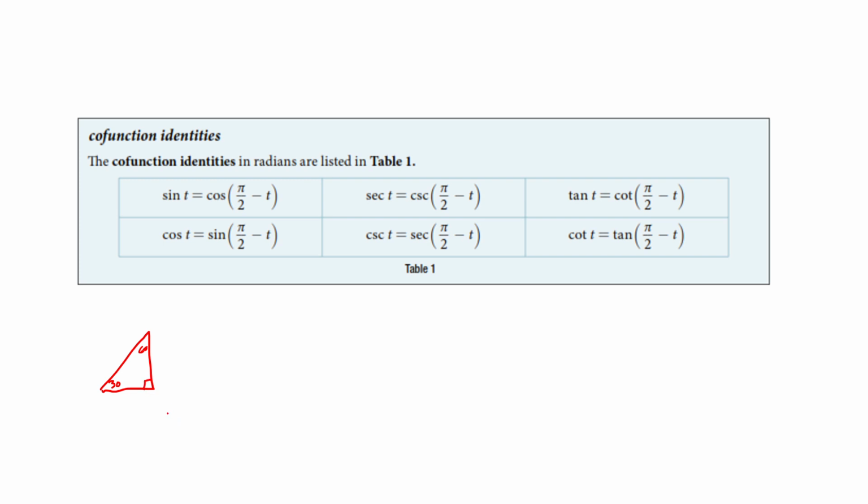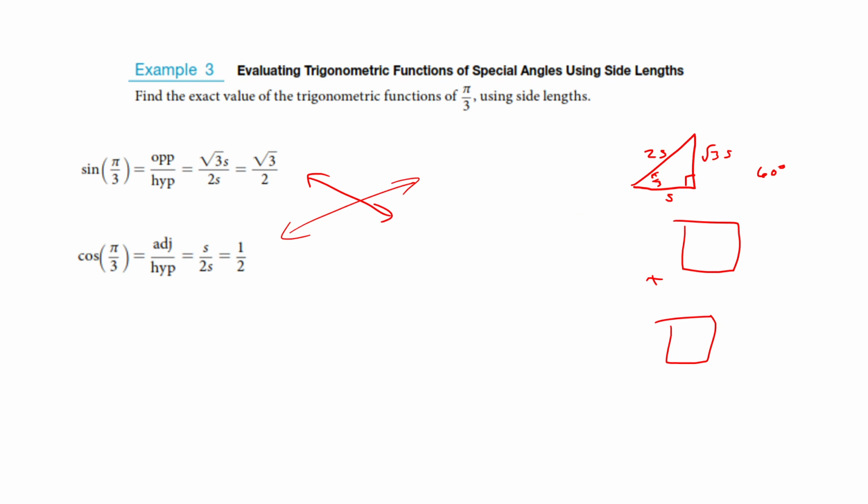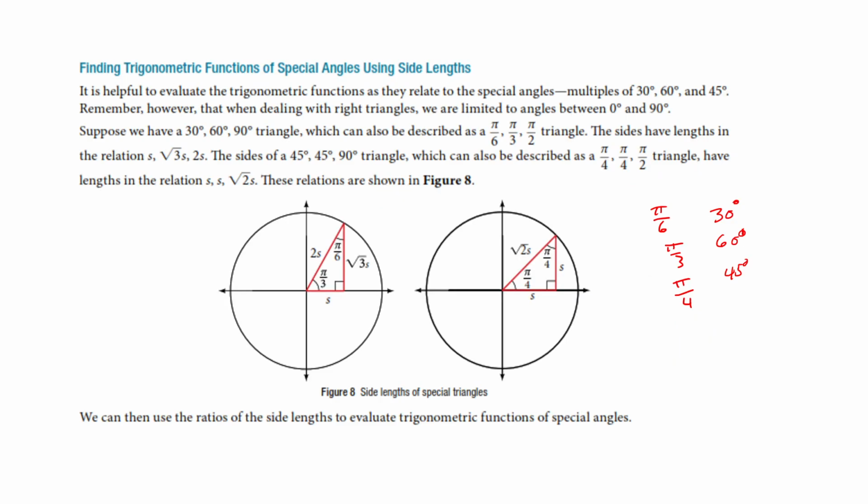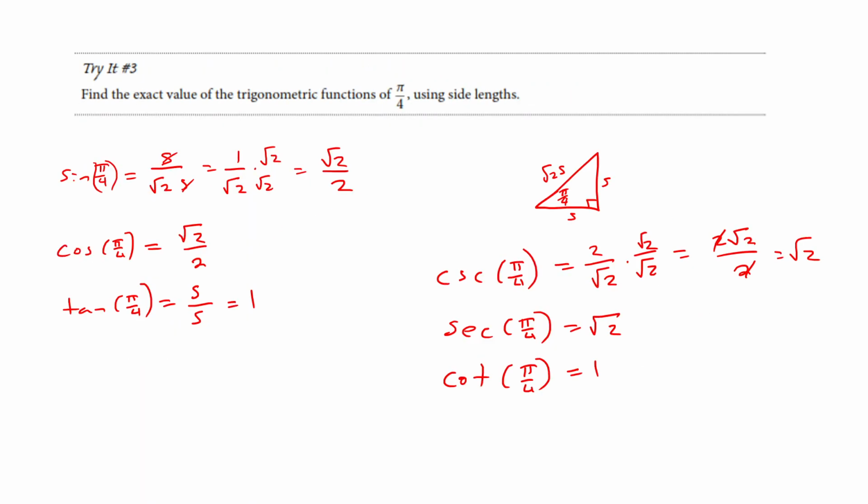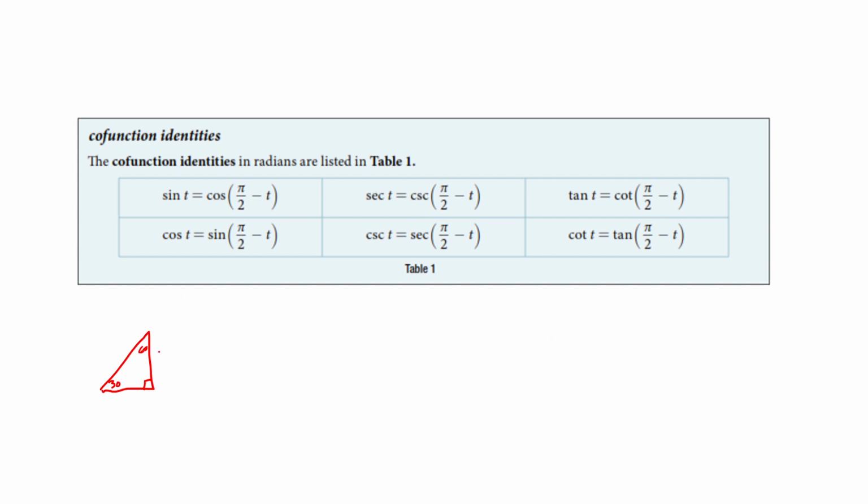Okay, let me go back to my ratios here. I don't have them all again, sorry. Okay, so across from 30 is s. Across from 60 is radical 3s. No, I'm on the wrong one, 2s. Okay, so here's what this is saying. If I did the sine of 30, I'm going to get opposite over hypotenuse. I'm going to get s over 2s, which is 1/2.